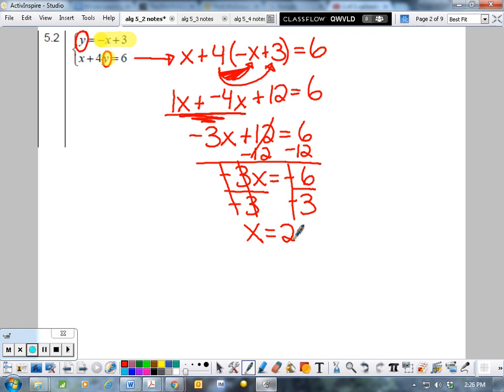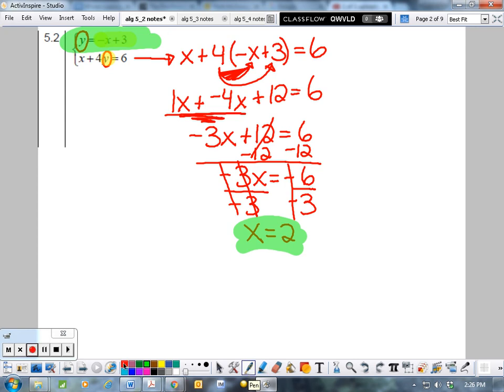A lot of work for my first answer, but once I'm here, I'm pretty much almost there to my final answer. So now I have to figure out, if I know x is equal to 2, what is y? So I'm going to go back to this original equation here, and I'm going to plug that in.